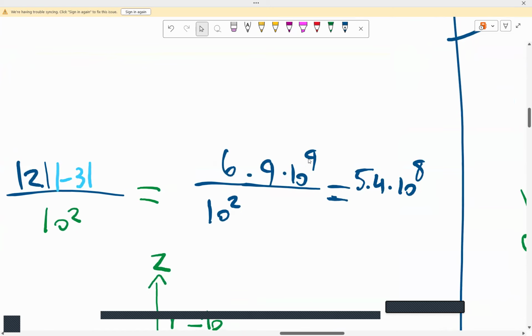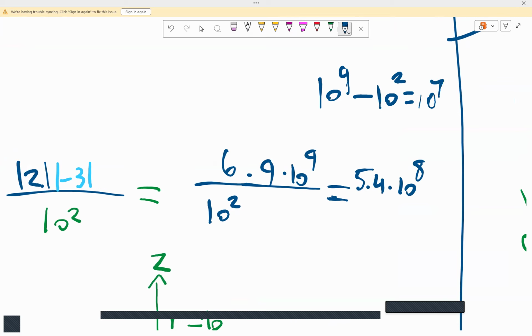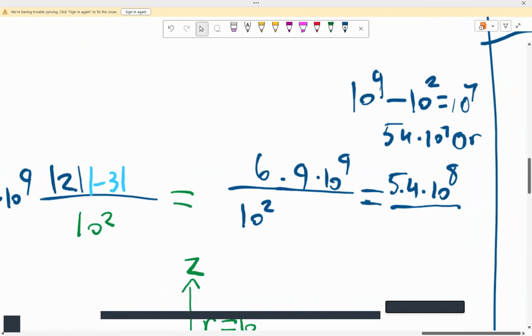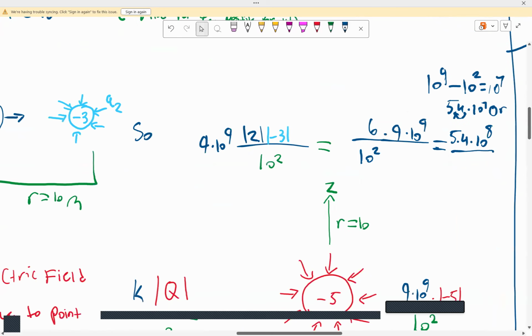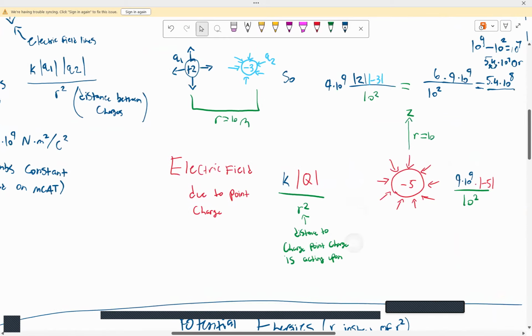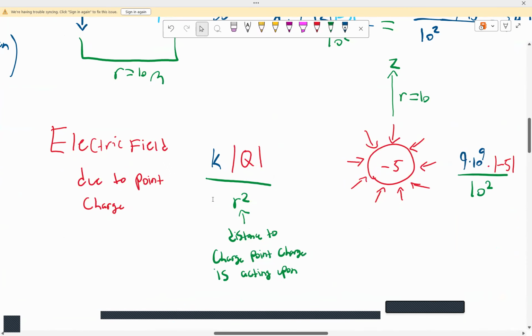Also, a rule of thumb, as a quick refresher for exponent rules: if you have 10 to the ninth over 10 to the second, you can just do 10 to the ninth minus 10 to the second, which equals 10 to the seventh. But because you're doing 6 times 9, that's 54 times 10 to the seventh, or 5.4 times 10 to the eighth, if you just move the decimal place over from the ones place to the tens place. That makes sense, hopefully.